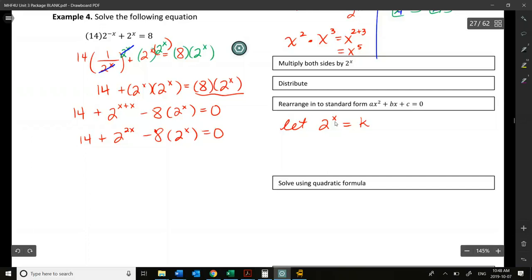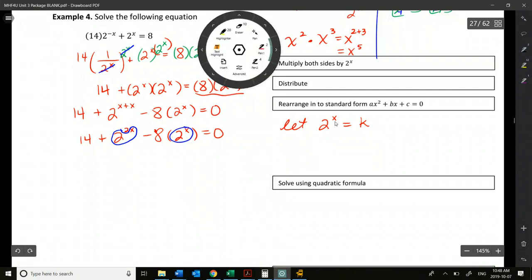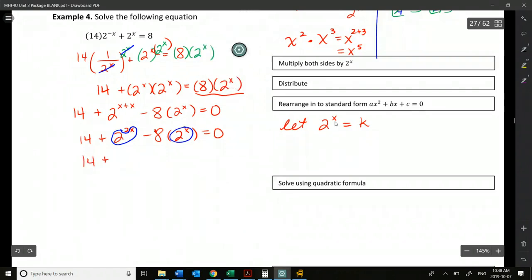And here's what we're going to do. We're going to replace the 2 to the exponent x's that we see with k. I think you guys will start to recognize what this is equal to once you sub in, or how we can solve it rather. So I have 14 plus k squared minus 8k equals 0. And I'm just going to rearrange this a little bit so that we have it in a more familiar format.